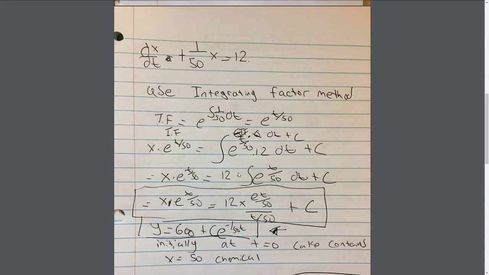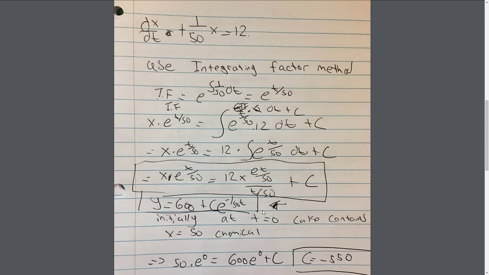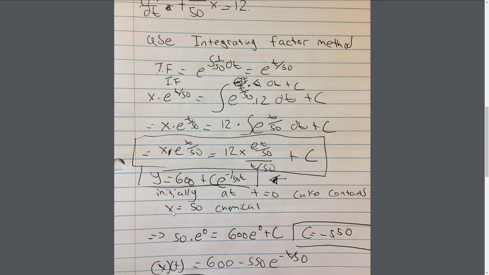On the integral side, we do the integral of e to the t over 50 times 12. But 12 is just a constant, so we can take that out. We just do the integral of e to the t over 50. When we do that, it's e to the t over 50 divided by 1 over 50. We just use u-substitution there. So now we get x equals 600 plus c e to the negative 1 over 50 t.